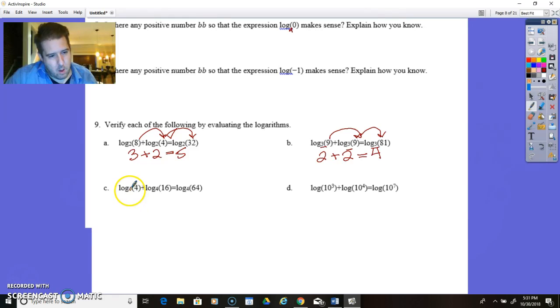So what power of 4 is 4? That's 1. What power of 4 is 16? That's 2. What power of 4 is 64? That's 3. 1 plus 2 makes 3. So this equals 1, this part equals 2, and this part equals 3. All right, so I'm going to move on from there.